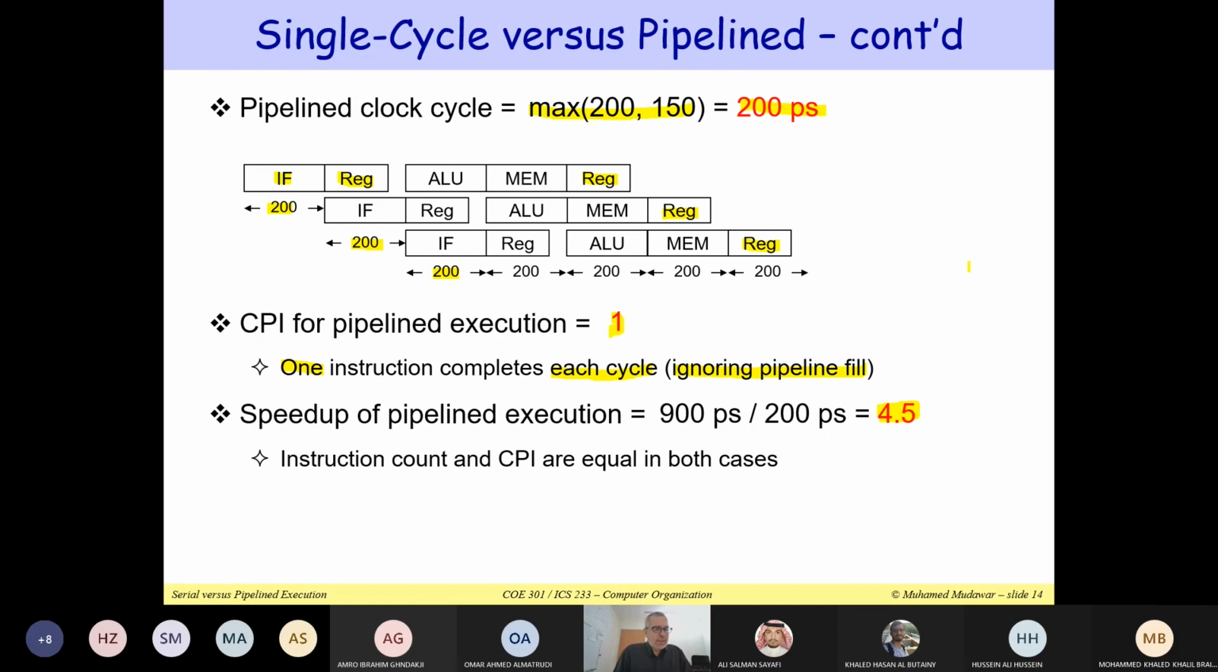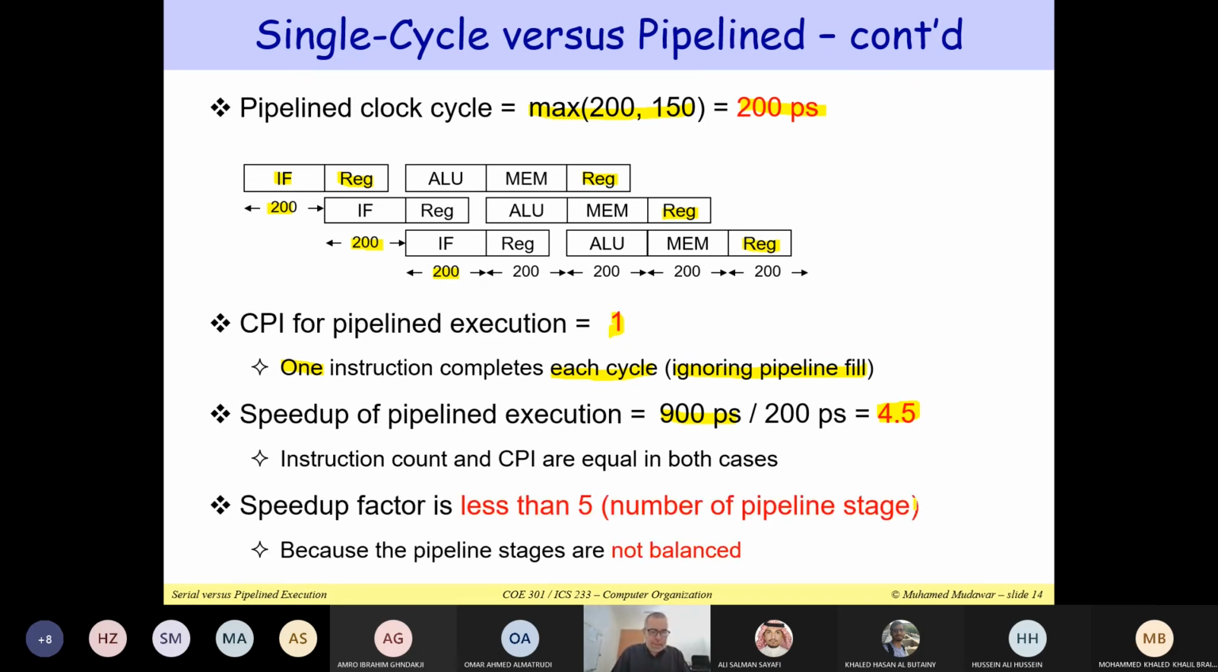We can see that some stages will take 200 picoseconds, another one will take 150 picoseconds. In the case of the single cycle, notice that we got 900 picoseconds. Why? Because some stages took actually less than 200, like 150. So we took advantage of this in the case of the single cycle to reduce the clock cycle. It was 900. But in the case of pipelining, it was 200 because we have to go by the maximum delay at any stage. Because the stages are not perfectly balanced, we did not reach the ideal speed up of 5. So the speed up factor is less than 5, which is the number of pipeline stages. And the reason is that the pipeline stages are not balanced.